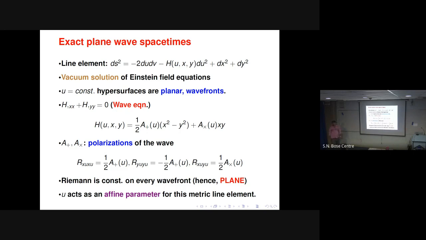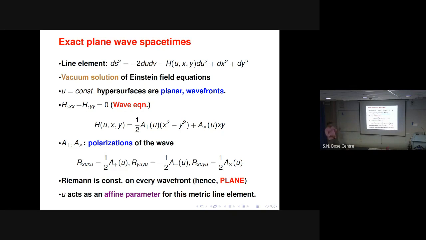In this metric, as you can see, what is important is that if you set h to 0, this is a Minkowski problem, right? Only this h satisfies the wave equation, box h is 0. So if you plug in box h is 0, you will get an equation like this. It is the Laplacian of h. So the general solution of h looks like this. That means this A plus and A cross are the two polarizations of the wave.